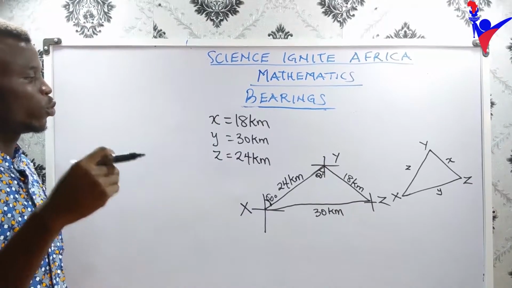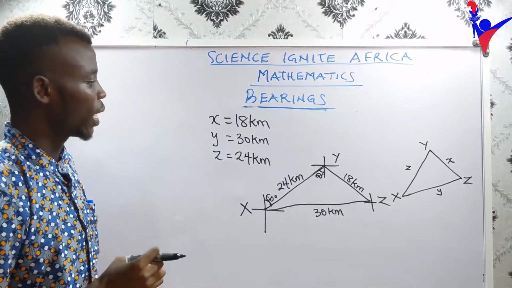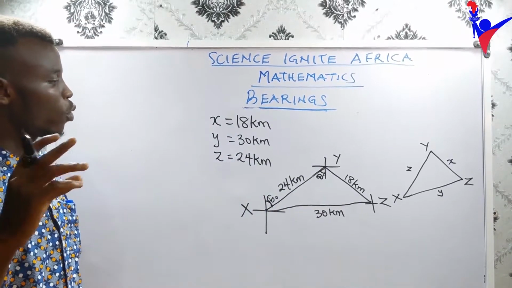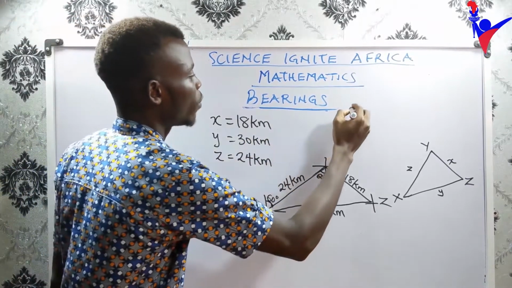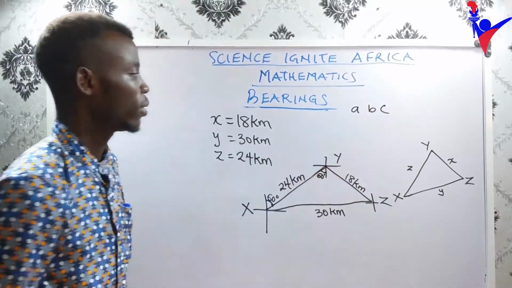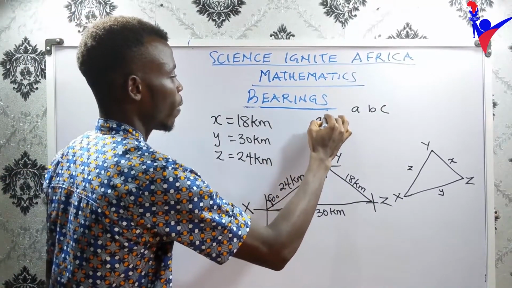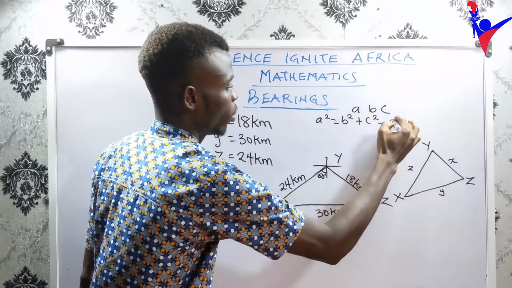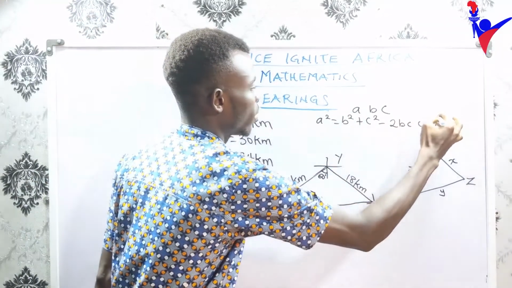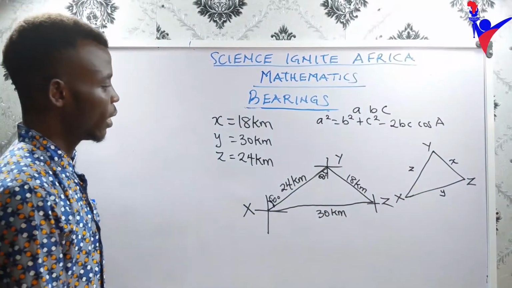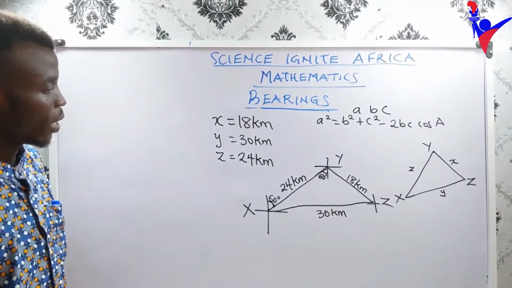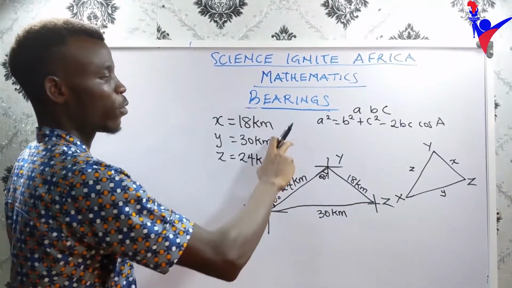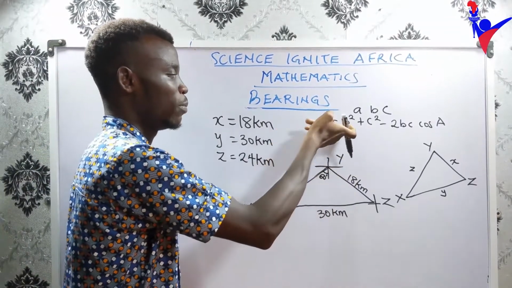Let me now refer you back to one of the formulas I will employ when solving this question. Remember when I gave you the formula for cosine rule, I represented it with a, b, c, where I said a square equals b square plus c square minus 2bc cos A. Now coming back to this type of triangle, here we are having x, here we are having y, here we are having z.